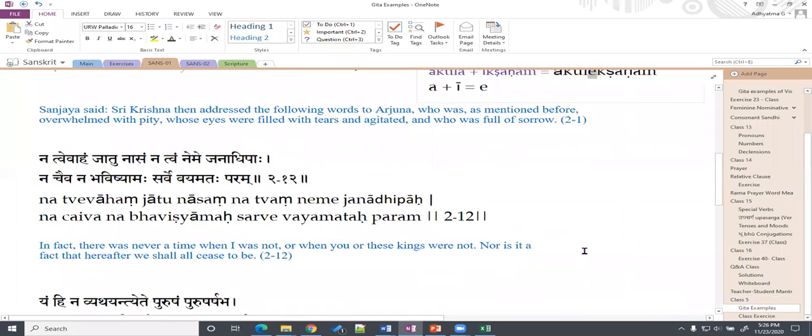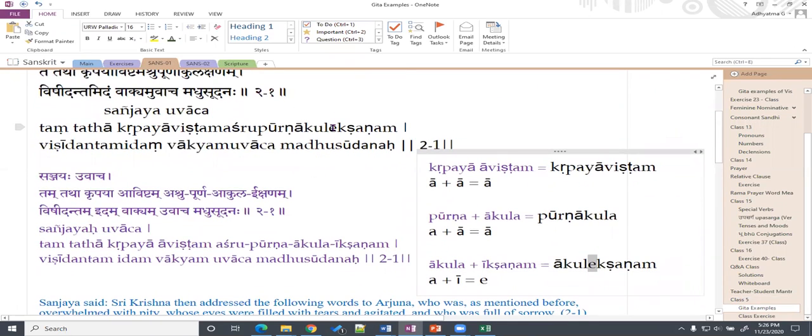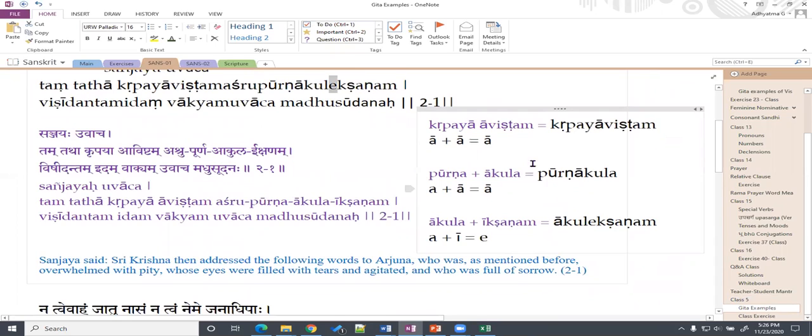So that's what I was telling you about, that why it is Purna Kulekshanam. Now it should be clear to you why A is coming instead of A. So first it was indeed Purna plus Akula, Purna Kula, and then Akula Ikshanam becomes Akulekshanam. So the whole thing becomes Purna Kulekshanam, like this.